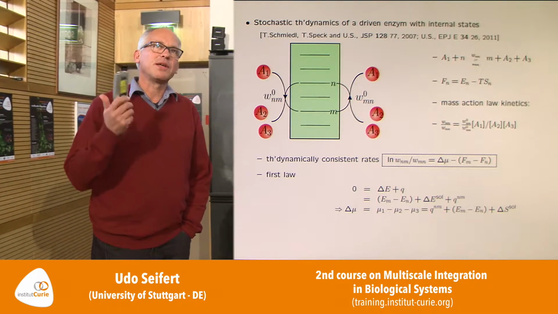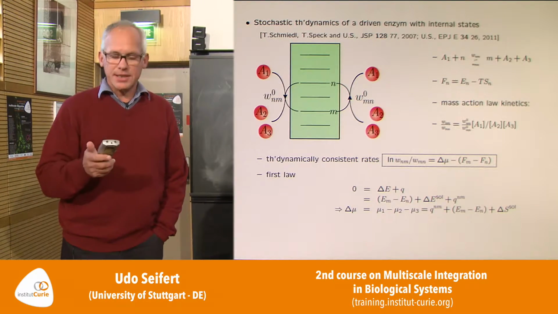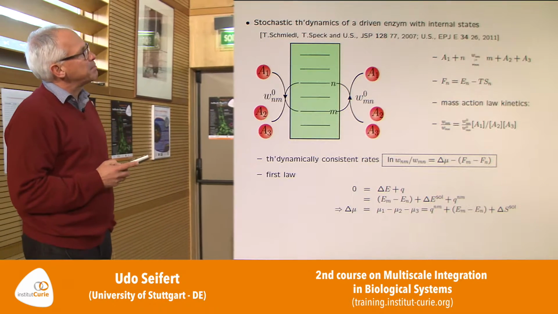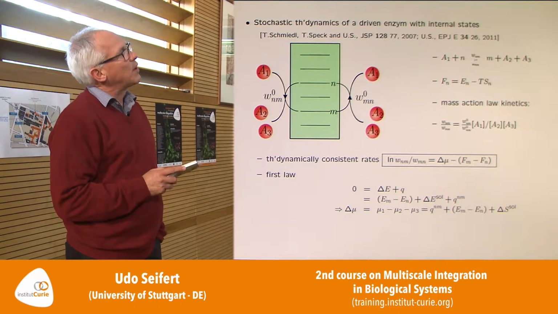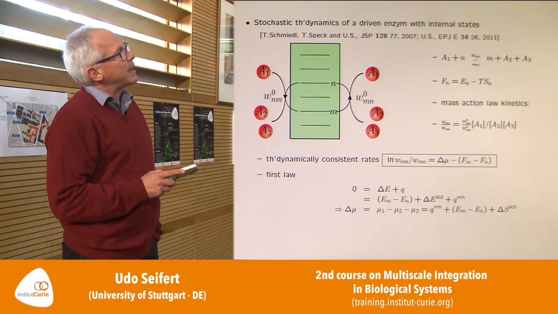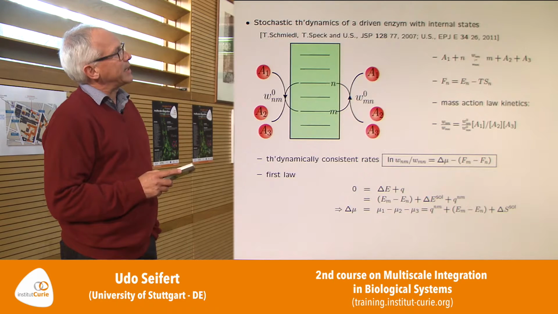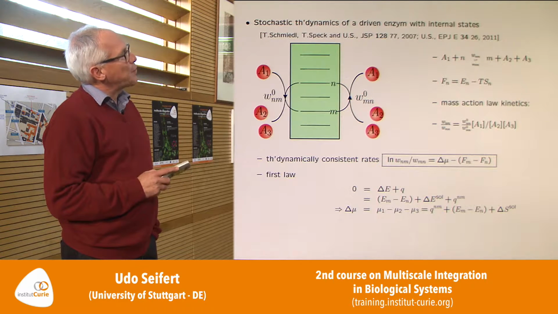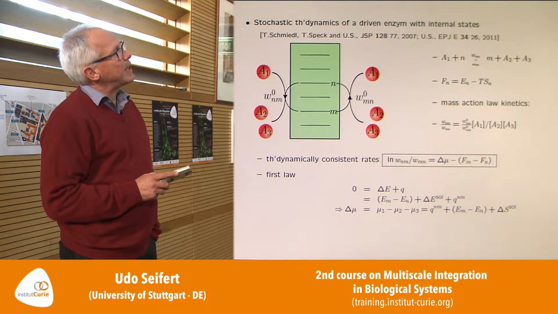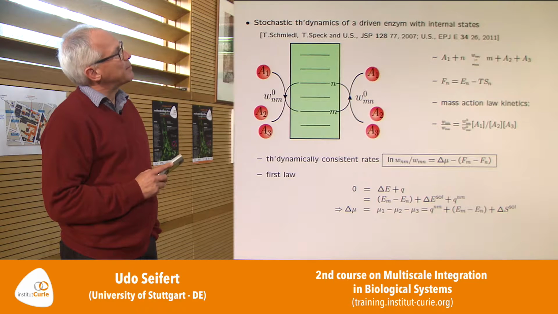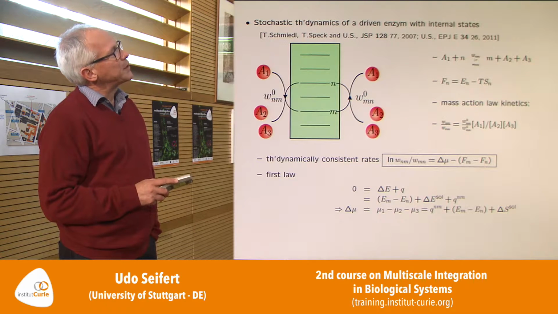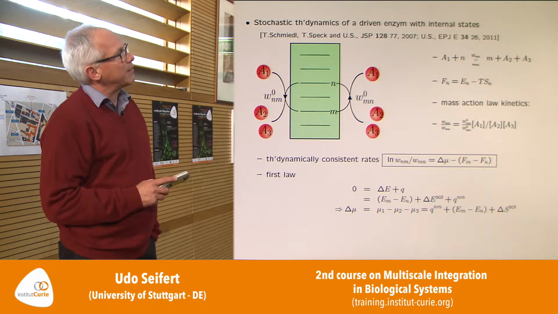This is one point where you have to be thermodynamically consistent, and thermodynamics imposes that the ratio of these rates depends on the concentrations, i.e. on mass action law kinetics. And then thermodynamically consistent rates imply that the log ratio of these rates is given by the chemical potential difference for these chemical reactions and the free energy differences of the two involved levels.